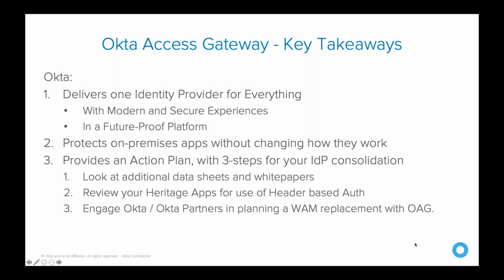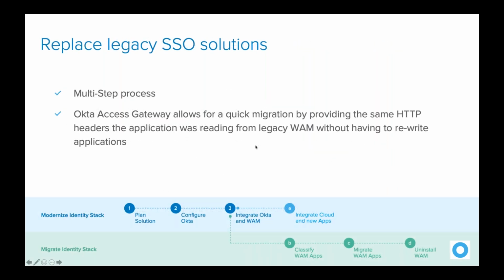So key takeaways. As a hybrid IT project, one of the key elements of addressing is traditional web application apps and the ability there to do that. So Okta Access Gateway is a component of that hybrid IT solution capability. It helps us deliver that one identity provider for everything, for web. We've got the Advanced Server Access to do SSH and RDP support. We've got the cloud support, and now we've got the on-prem apps using Okta Access Gateway, and therefore delivering that modern and secure experience. And we're providing a future-proof platform. We can get to those apps without making any significant changes to them.